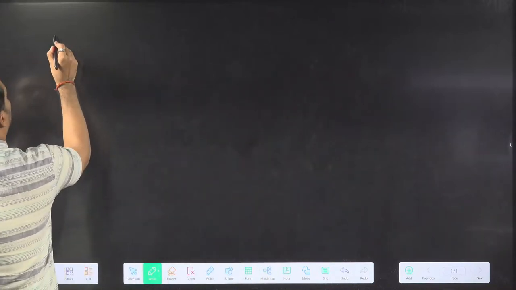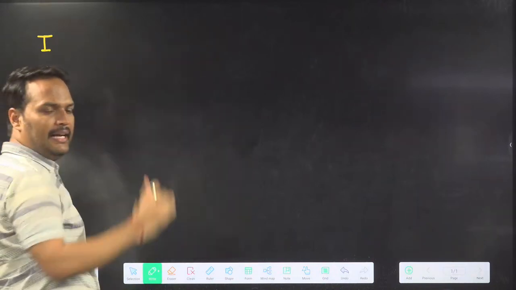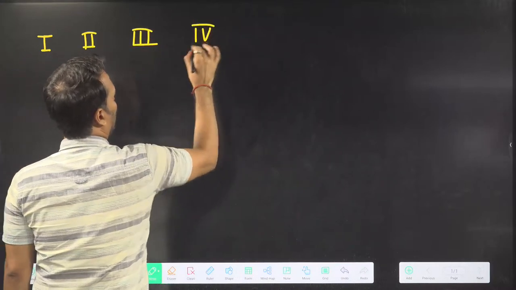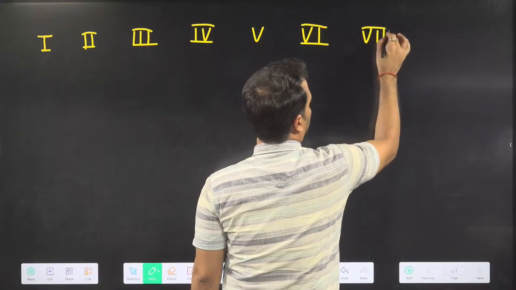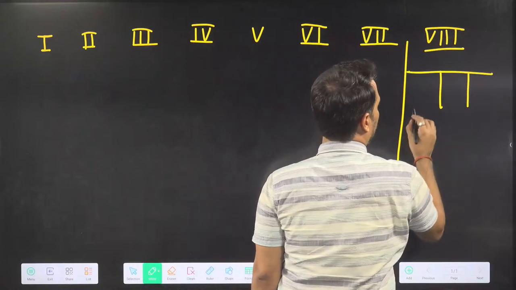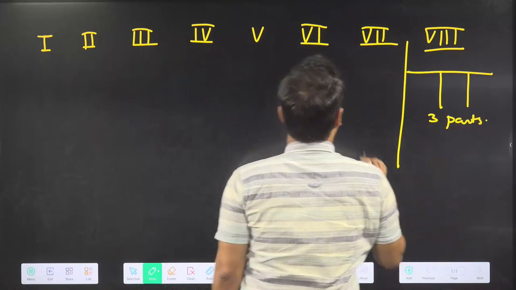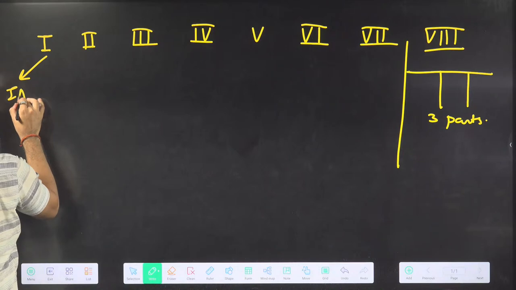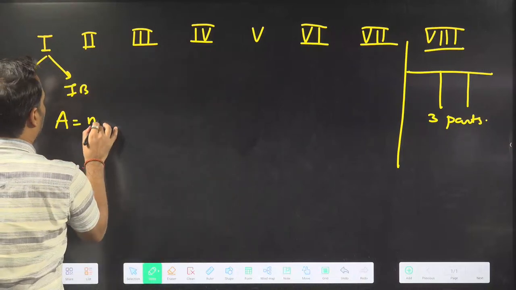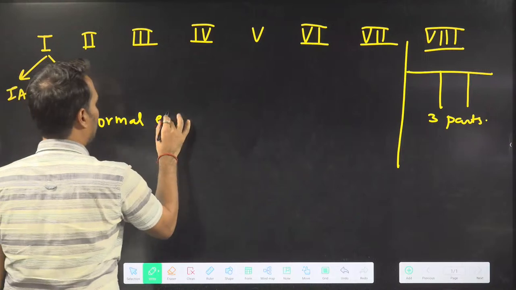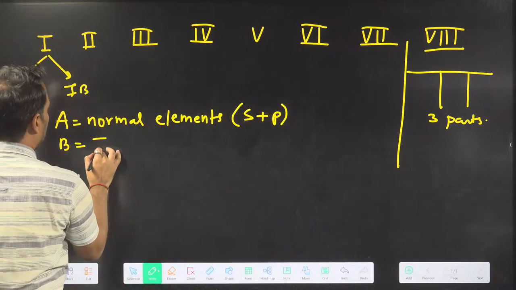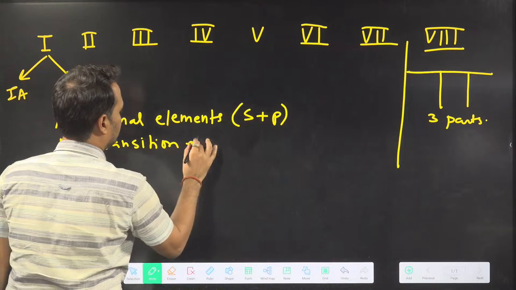Okay, so let's see this part once. What he has written is that eight groups were made based on Roman numerals: 1, 2, then 3 was there, then 4, 5, 6, 7, 8. Eight was divided into three parts. The rest were divided into two parts only, 1A, 1B, like this. Is it clear? So A we can call normal elements. He kept normal elements in A. Normal elements means what? You can say s and p. And B, he was saying transition elements.